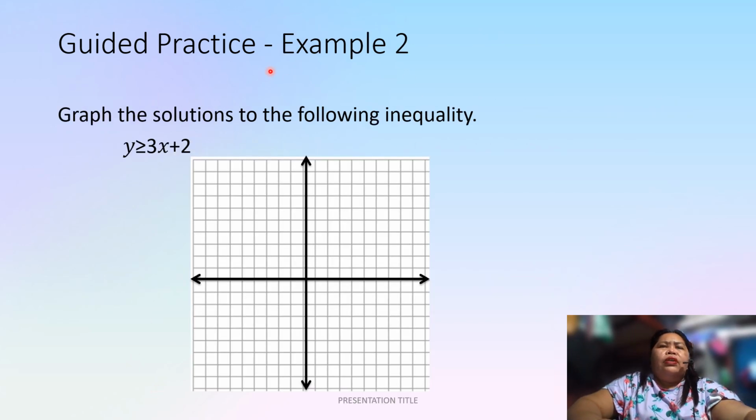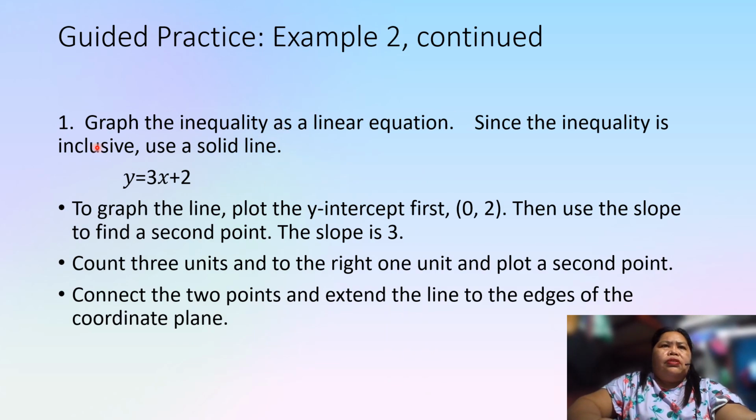Okay, so we have here guided practice example 2. Graph the solution to the following inequality, that is y is greater than or equal to 3x plus 2. So first, graph the inequality as a linear equation. Since the inequality is inclusive, use a solid line. So it becomes y is equal to 3x plus 2.